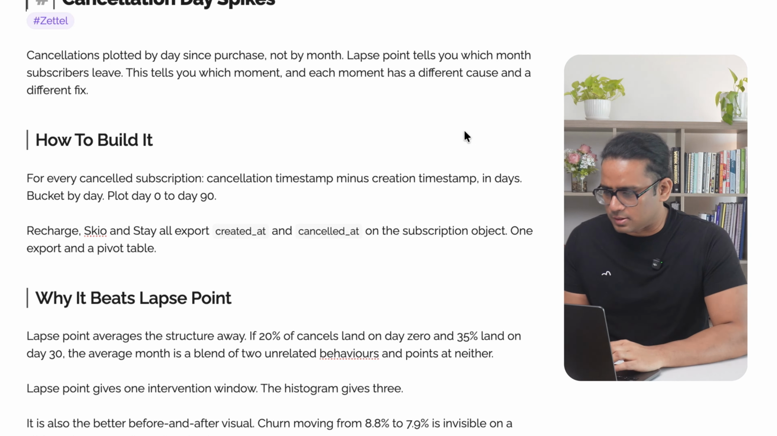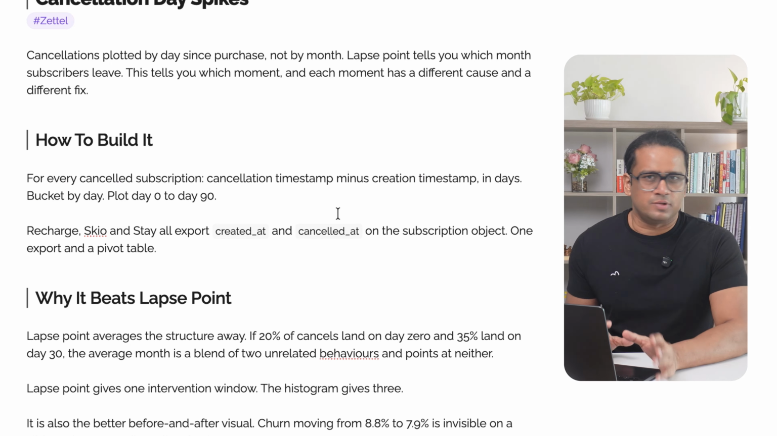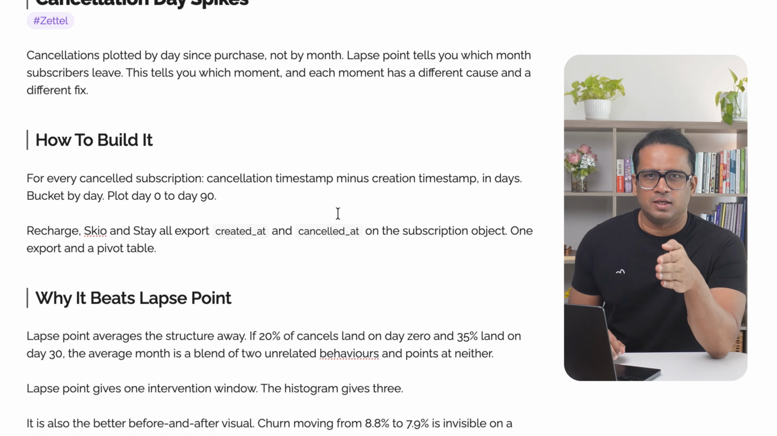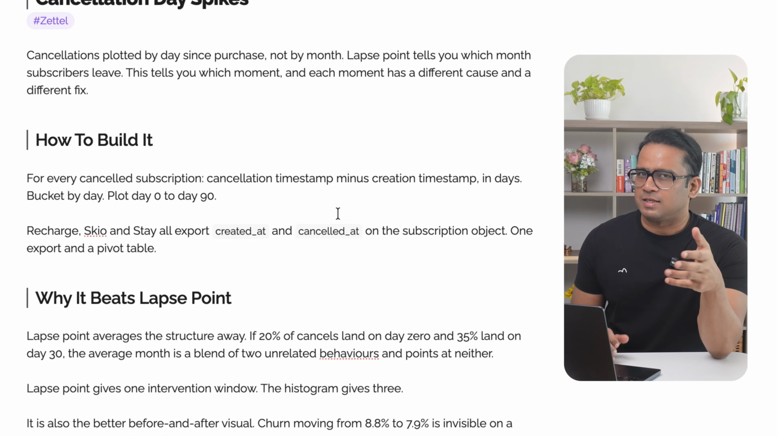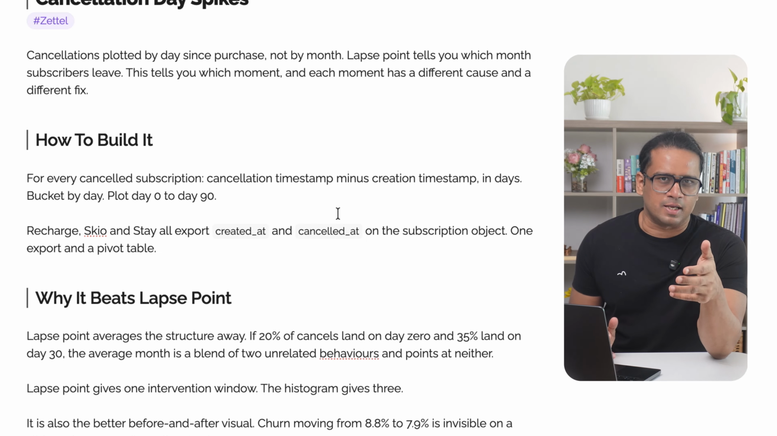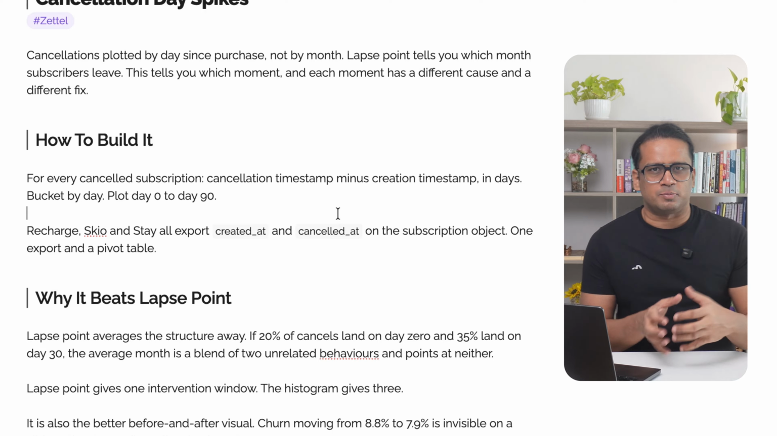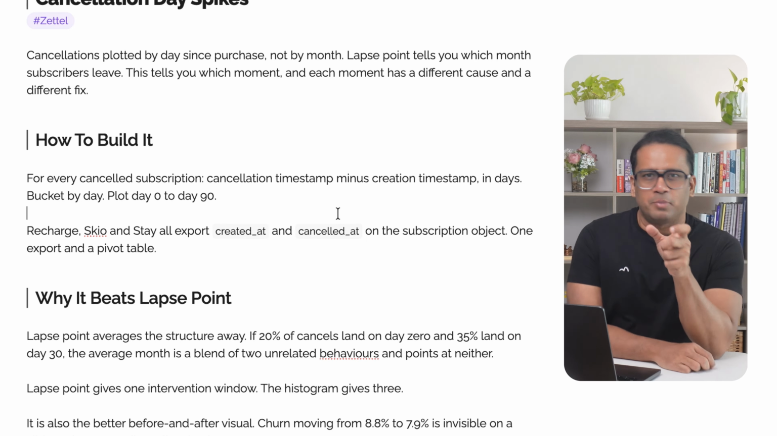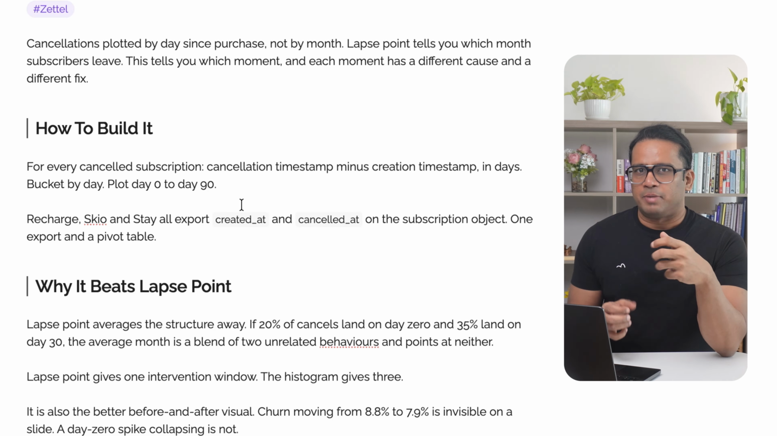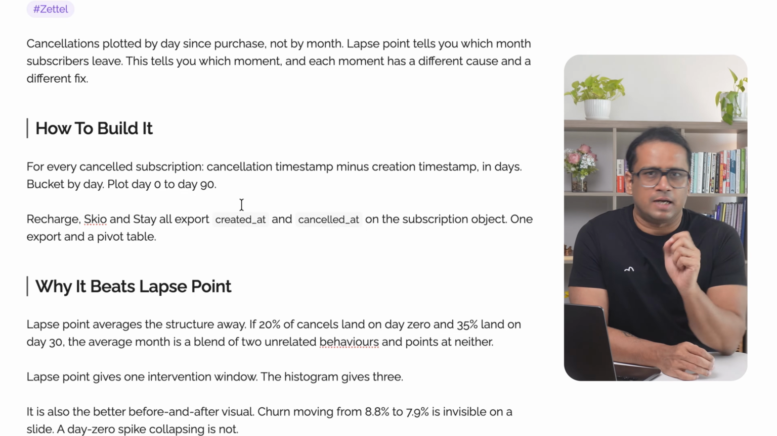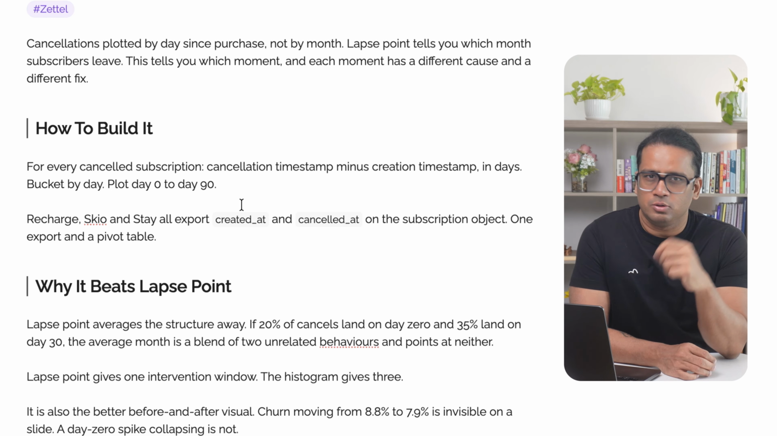Now, let's do the analysis. You can run it yourself this afternoon. Every subscription platform stores 2 fields: subscription created at, and cancelled at. Recharge has them, Skio has them, Stay AI has them. Export both. Take every single cancelled subscription and subtract one date from the other. That gives you the number of days each subscriber lasted. Bucket those numbers by day, pivot it, and then count how many cancellations land on each one. Plot from day 0 to day 100.